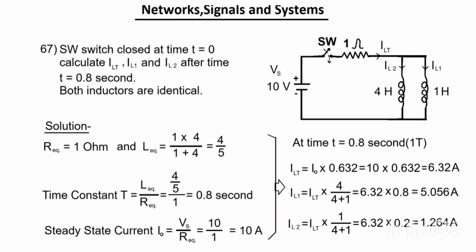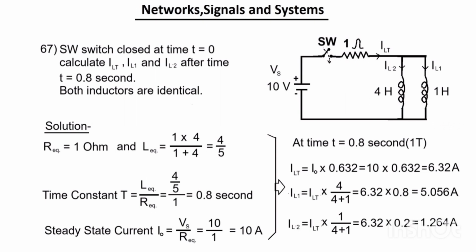R equivalent, resistance equal to 1 ohm, and L equivalent, inductance equal to 1 multiplied by 4 divided by 1 plus 4, equal to 4 upon 5 Henry. Time constant of the RL circuit, T equal to L equivalent divided by R equivalent, equal to 4 upon 5 divided by 1, equal to 0.8 second.